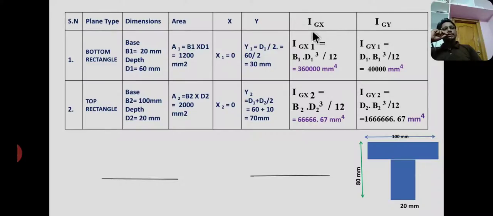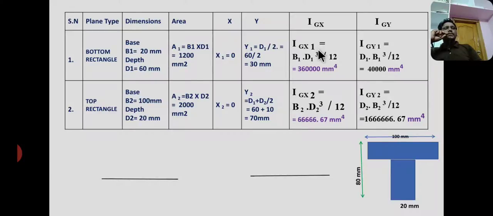Igx refers to area moment of inertia about centroidal x-axis. Igy refers to area moment of inertia about centroidal y-axis. The SI unit for centroid is mm, whereas the SI unit of area moment of inertia is mm power 4. Therefore, from the previous slide, we have already discussed the formulas.